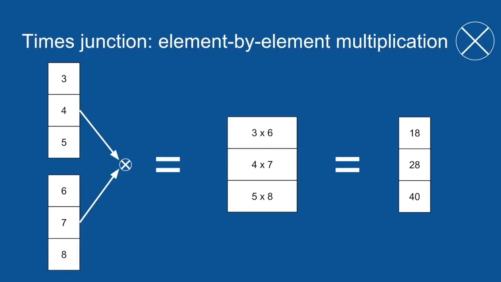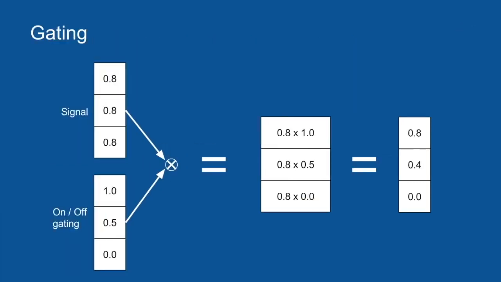And very closely related to this, you've probably guessed, the X in the circle is element by element multiplication. It's just like addition, except instead of adding, you multiply. For instance, 3 times 6 gives you a first element of 18. 4 times 7 gets you 28. Again, the output vector is the same size as each of the input vectors. Now, element-wise multiplication lets you do something pretty cool.